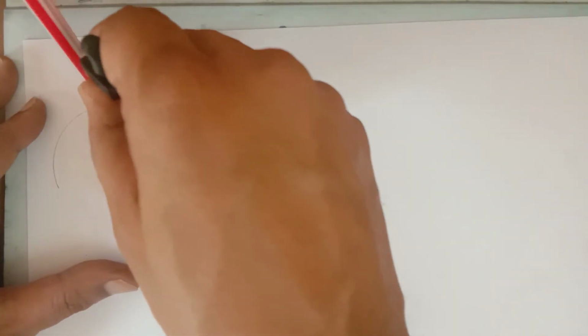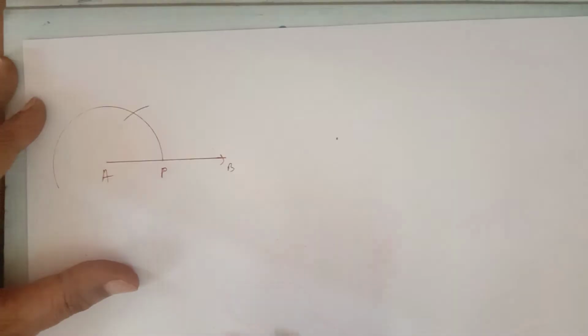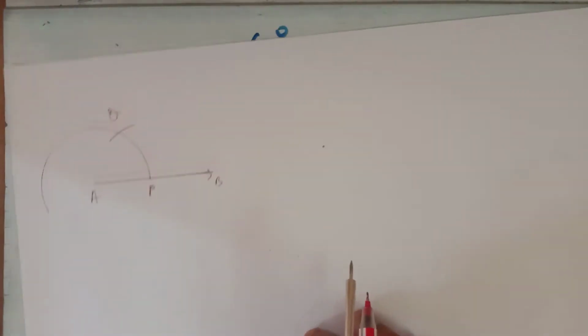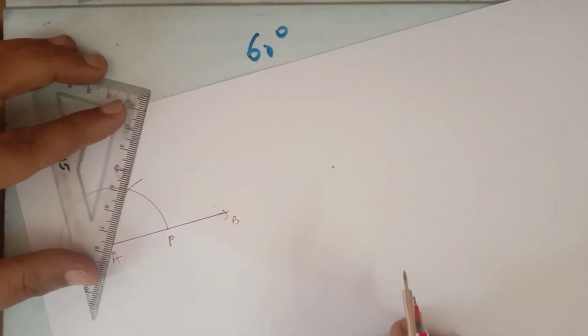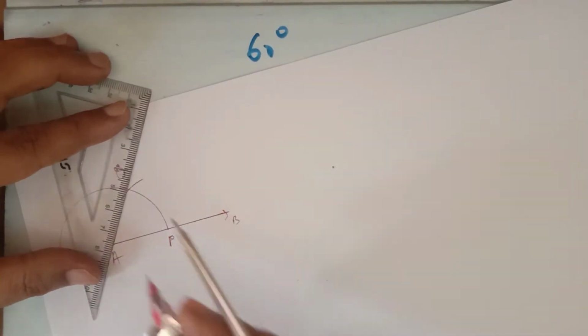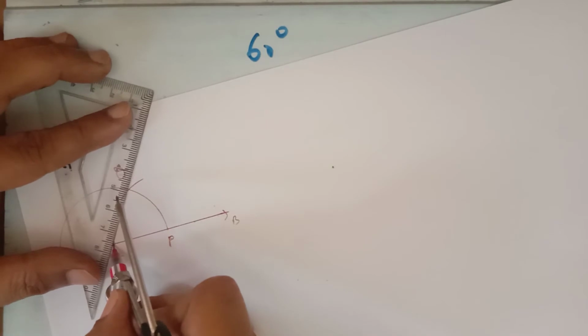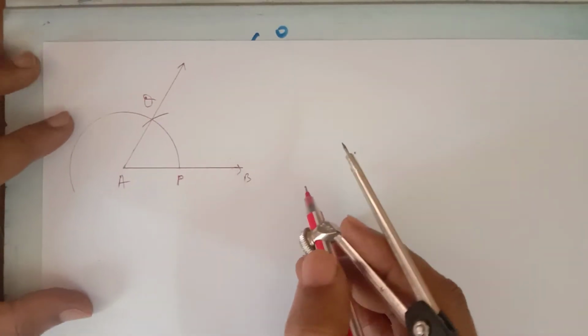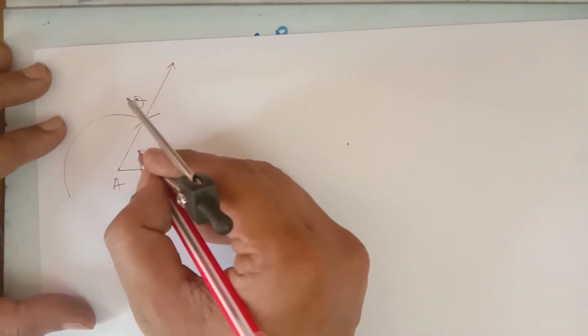You cut the original arc at some point. Let us call it Q. Join this Q with A. Draw a ray like this, passing through A and Q. You will get this angle as 60 degree.